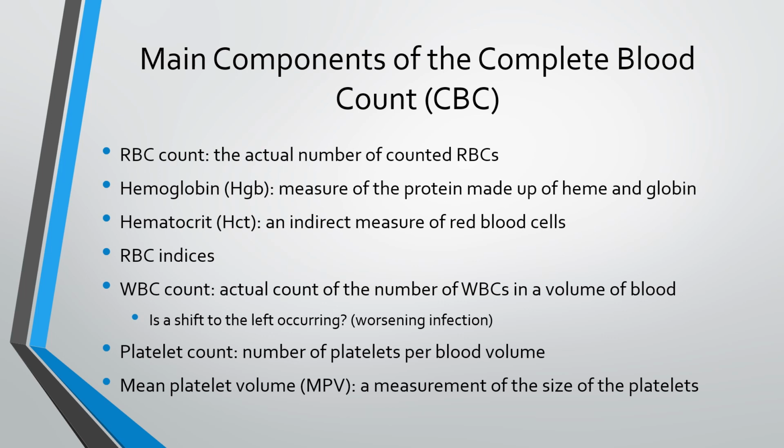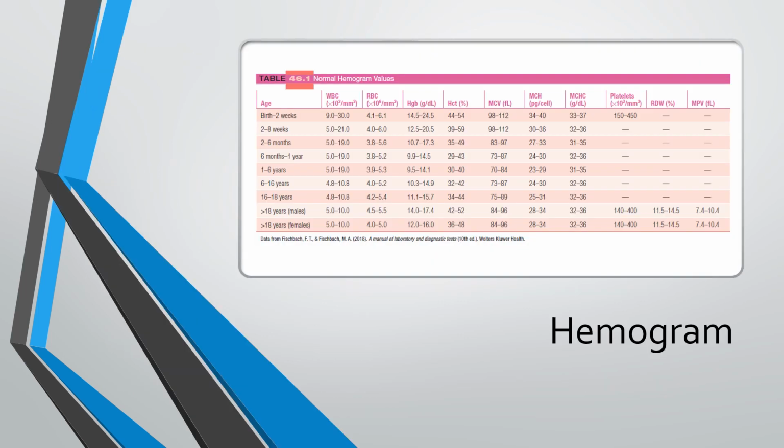With the differential, it can break down the cells by neutrophils, eosinophils, basophils. You can see a shift to the left that may be concerning, and that would be a concern for a worsening infection. Platelet count is the number of platelets, and then mean platelet volume, again, is a measurement of the size of those platelets.